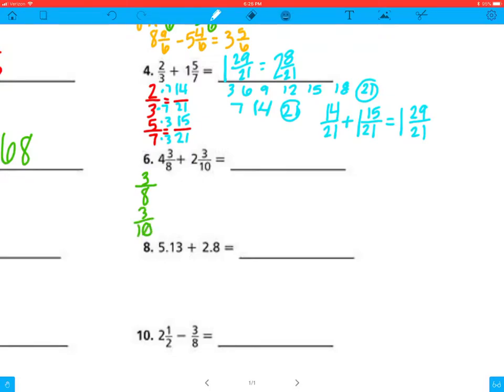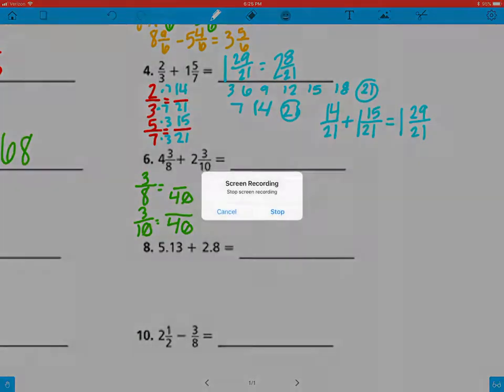So 3/8 plus 3/10, common denominator of 40, because it has to end in a 0.